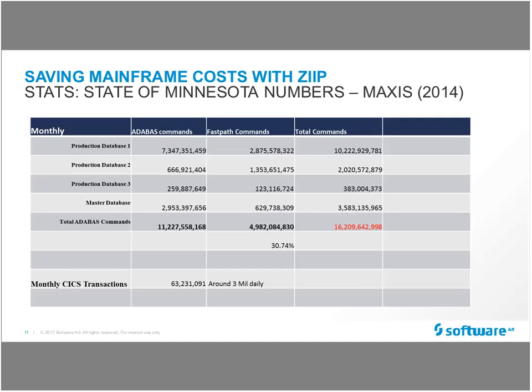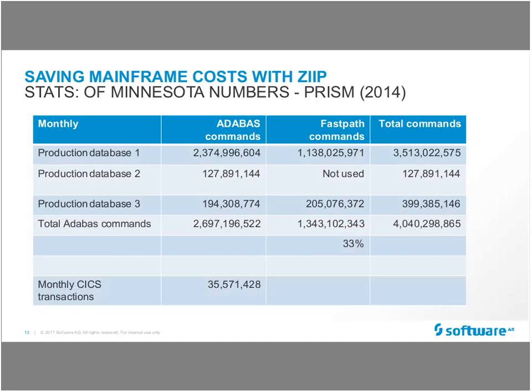Okay, so a few statistics on how much business we put through here. This is in the Maxis application. We run about 16 billion commands through ADABAS a month, and about 3 million transactions a day through CICS. In the PRISM application, we do about 4 billion ADABAS commands a month and 35 million monthly transactions, a little over 1 million a day.